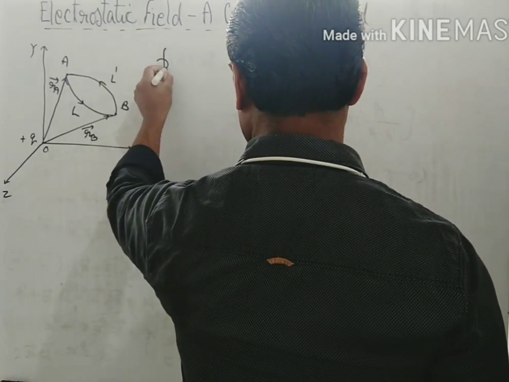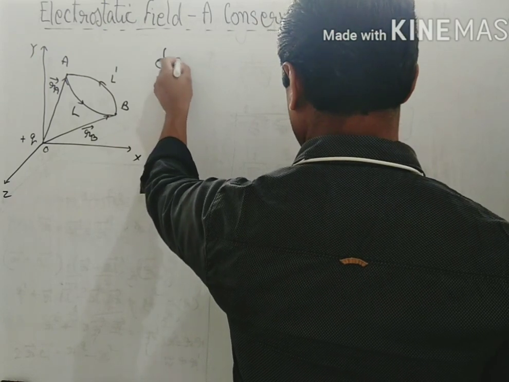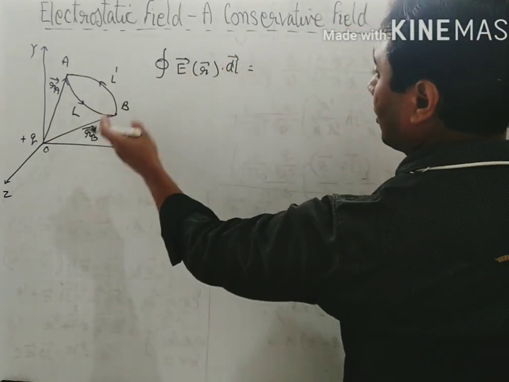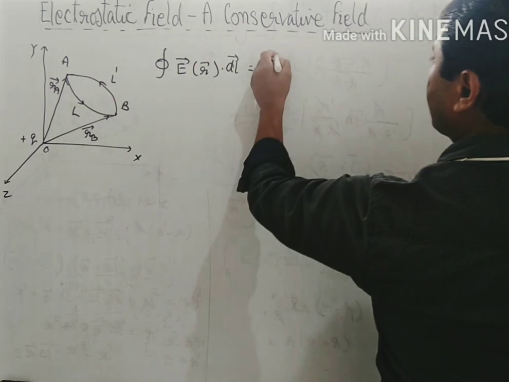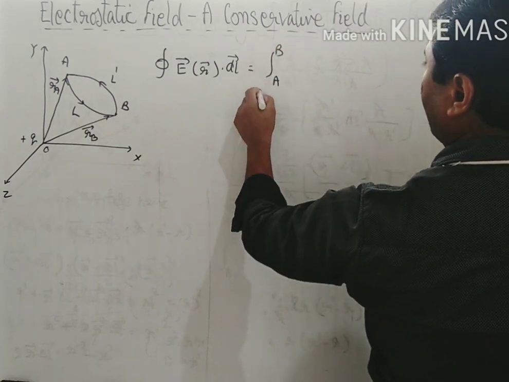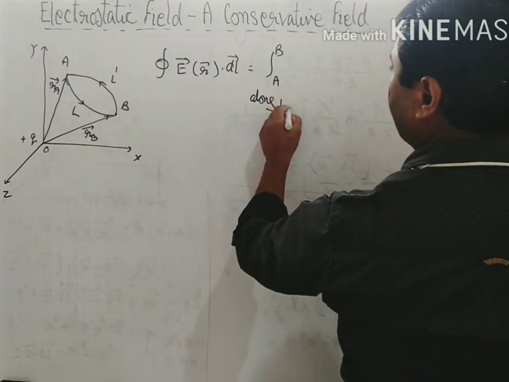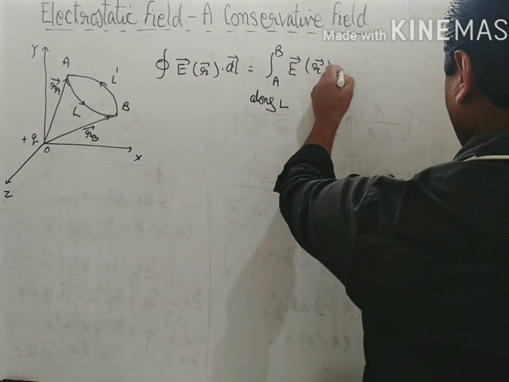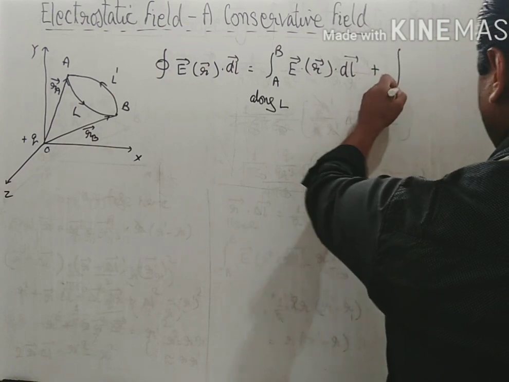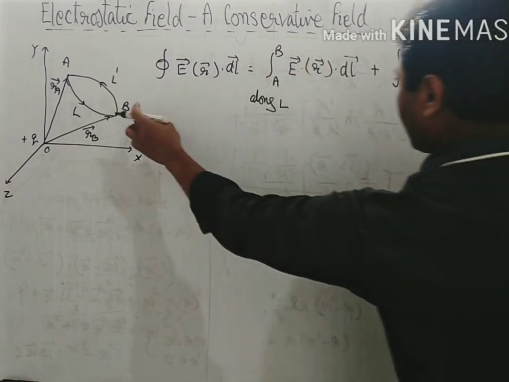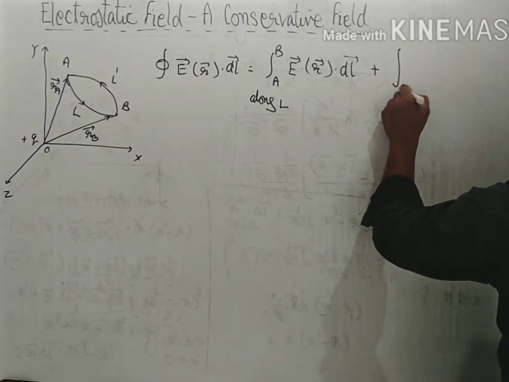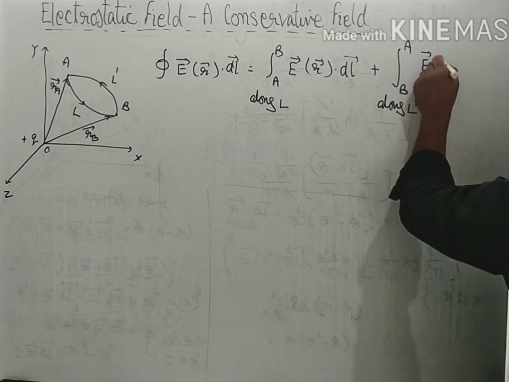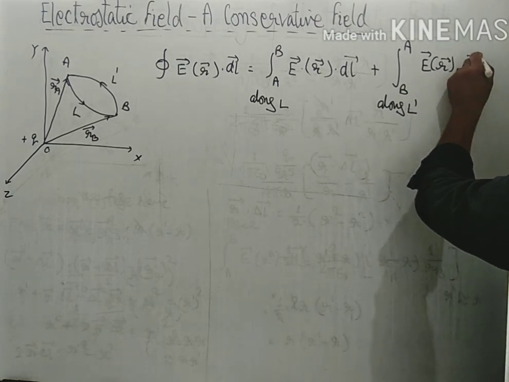So the integral over any closed path of the electrostatic field as a function of r, dot dl, is equal to, now see, first we take this path, so the integral from A to B along L of vector E as a function of r dot dl, plus the integral from B to A along L dash of vector E as a function of r dot dl.